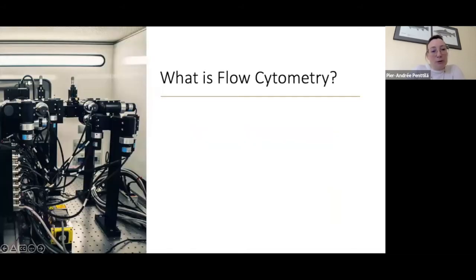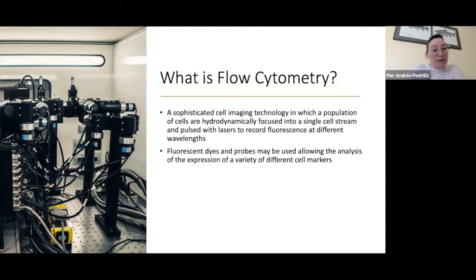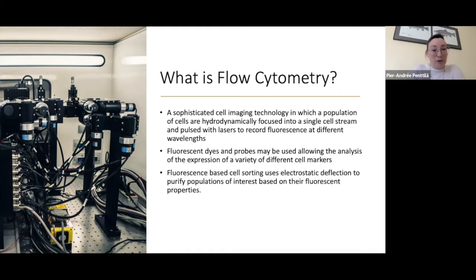I'll start by talking a little bit about flow cytometry. What is it? Fan already gave this overview, but I'll talk about it just briefly to start. It's a sophisticated cell imaging technology in which a population of cells are hydrodynamically focused into a single cell stream and subsequently pulsed with lasers to record fluorescence at different wavelengths. Fluorescent dyes and probes are typically used, and this allows the analysis of the expression of a variety of different cell markers, such as proteins, for example.